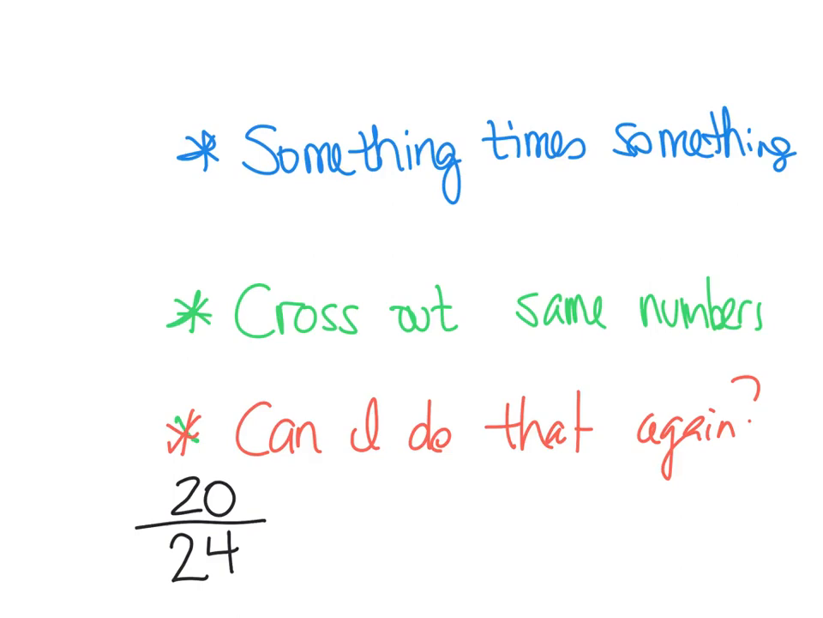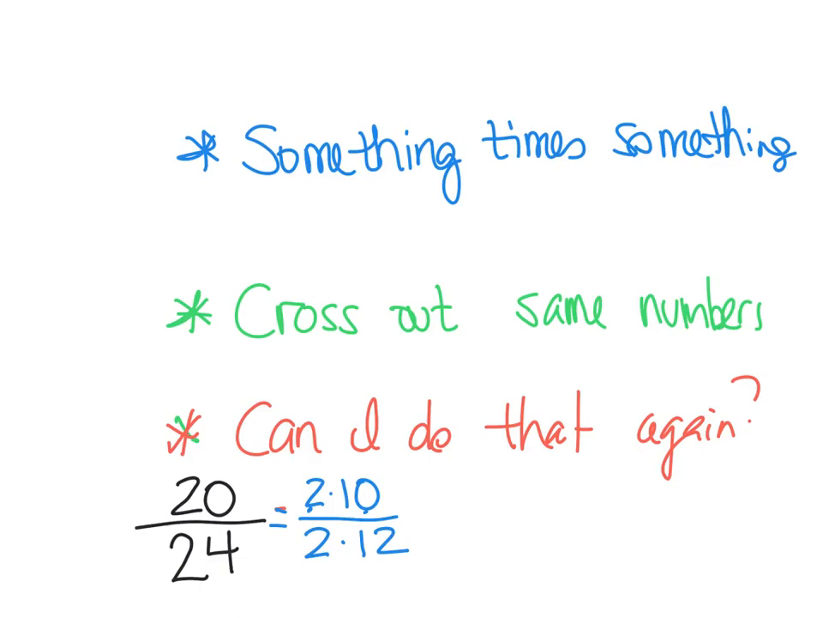Okay, so to sum it all up, the way that I simplify fractions is I think of something times something, and I start with either number. Like I'll start with 20. Something times something is 20. 2 times 10 is 20. Then I ask myself, I want to try to use one of these numbers, either 2 or 10, to make 24. Is 2 times something 24? Yeah, 2 times 12 is 24.